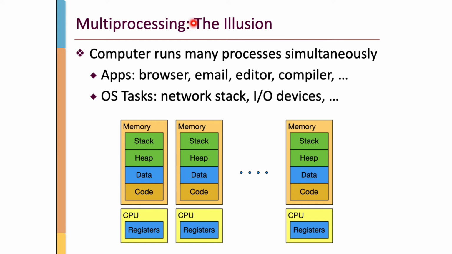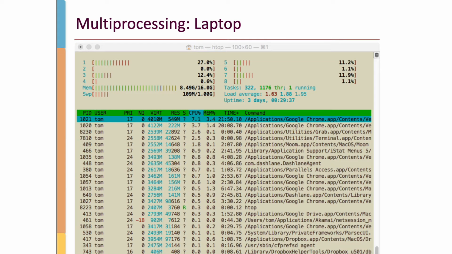Now, I've titled this slide Multiprocessing: the Illusion. It's not really true necessarily that all of these processes are simultaneously making forward progress. They're not going to be occupying a CPU at all times. But the process abstraction gives that impression that that's what's taking place inside each of those processes. We can get a little bit of a view into these processes by just using some OS tools.